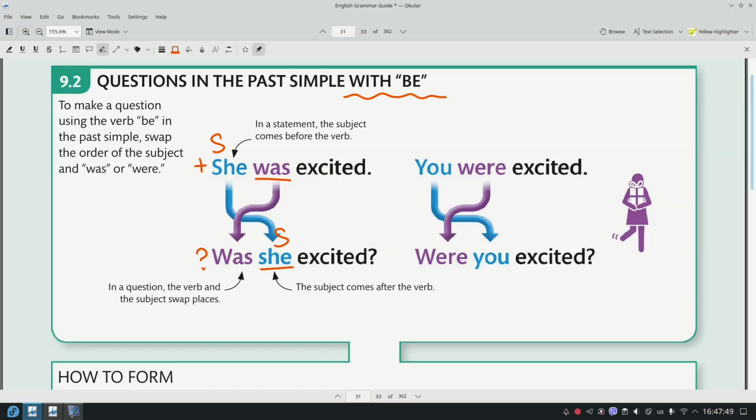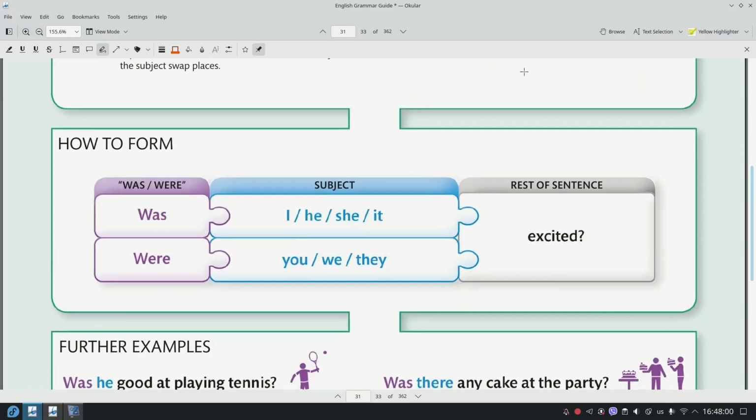The same holds true for you. You were excited. Were you excited? Intonation goes up. How to form? Was, were takes the first place. Then goes your subject. Then you have the rest of the sentence. So you can say, was I excited? Were you excited? Was she excited? Were they excited?